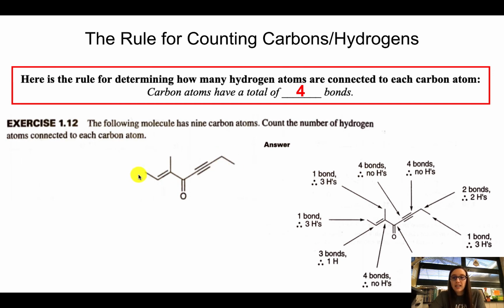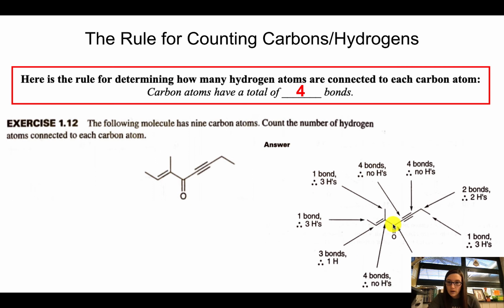Now we take a look at each one of these carbons. This first carbon, so this one right here, only has one other bond. It has a single bond attached to it, which means it's going to have 3 hydrogens. So at the end, this will be C bonded to 3 hydrogens. This second carbon has a single bond on one side and a double bond on the other, so that one already has 3 bonds. That means it's only going to have 1 hydrogen.